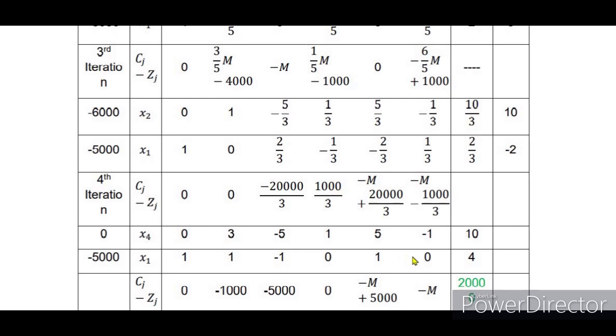Next, negative 5,000 times 0 is 0. The numerical coefficient here is negative m, so negative m minus 0 is negative m. Now we notice that all the Cj minus Zj are equal to 0 or negative. So our iteration ends here.